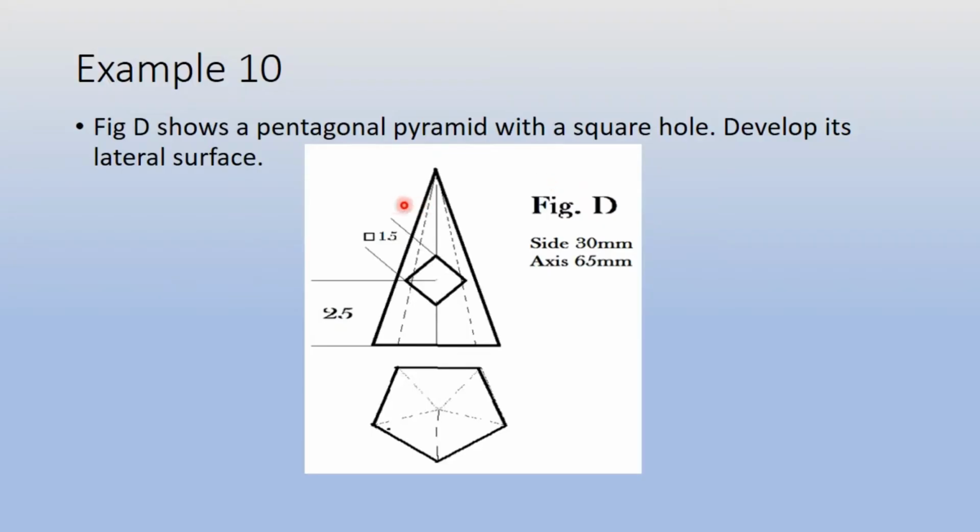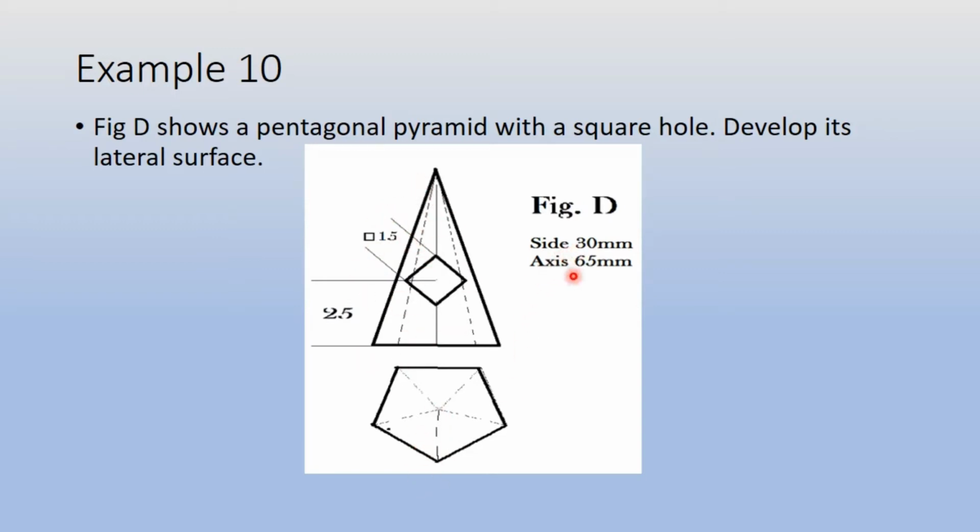So this is example number 10. Figure D shows a pentagonal pyramid with a square hole; develop its lateral surface. So here one figure is given, and this is the question which has been given. This is a pentagonal pyramid, front view and top view.